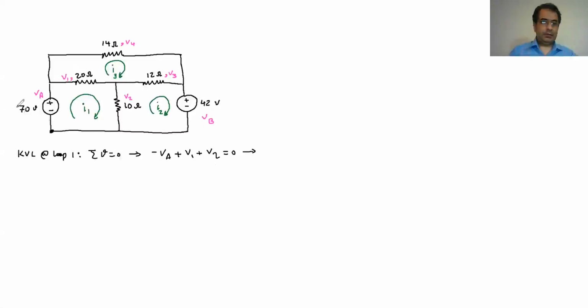So the VA, I know it's going to be 70 volts. I already know that, so it's going to be minus 70 or negative 70 here. Then for the V1, I replace it with the Ohm law, which is going to be IR. So the R is 20. I know it's going to be 20.